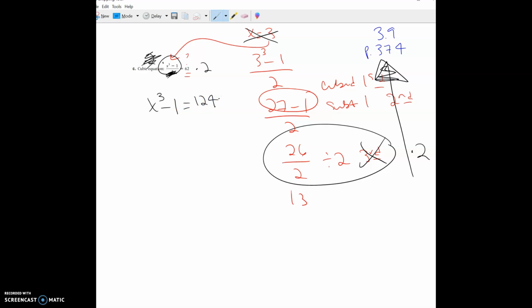Okay, so then the second thing I did when I was going forward was subtract 1. So now I'm going to add 1. So I'm going to add 1 to both sides. All right, and then the first thing I did was cubing it.